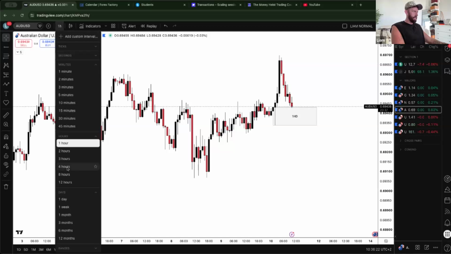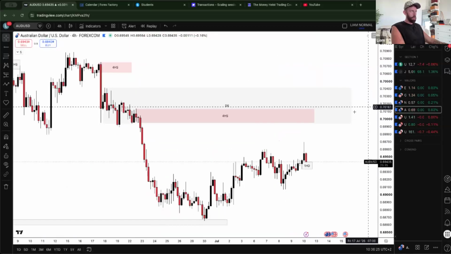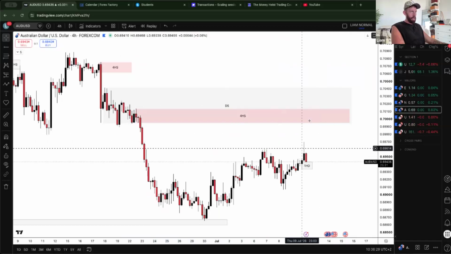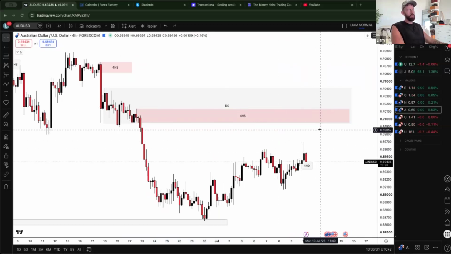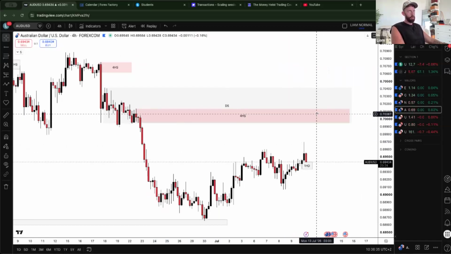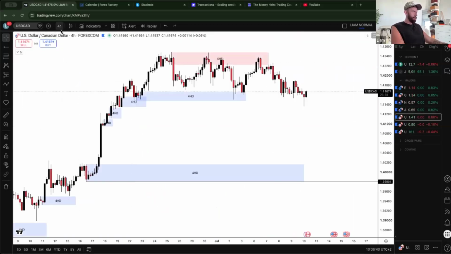And if that's the case, where can we target? Well, as we mentioned, we have this daily supply and a 4 hour supply up here. So that could be a target where you look for reactions from, and take your take profit up to there. Going into the next, which is USD CAD, let's see what's happening.